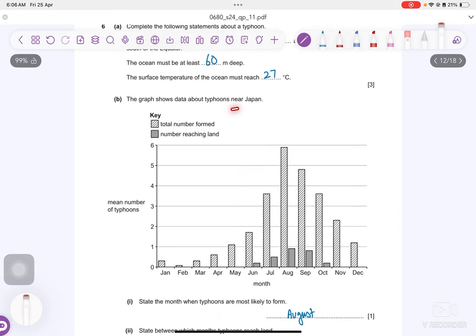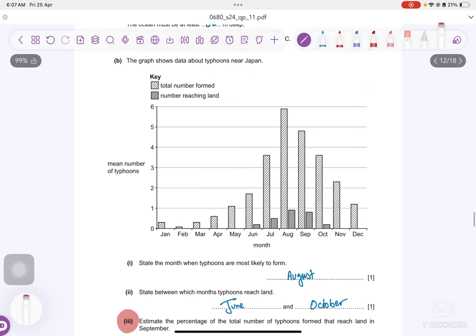The graph shows data about typhoons near Japan. The striped one is the total number formed, okay, and the gray shaded part is the number reaching land, okay? Now, say the month when typhoons are most likely to form. They're most likely to form in August. Why? Because that's the total number formed, the highest number. State between which months typhoons reached the land. Now, you can't say August, okay? You cannot say this.